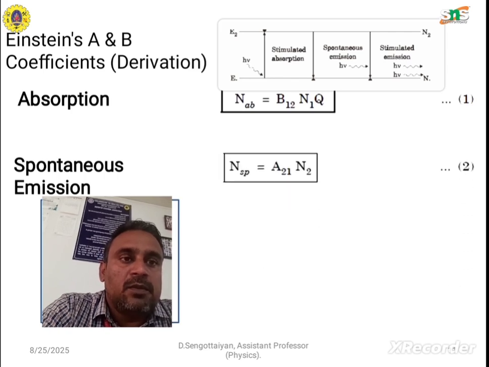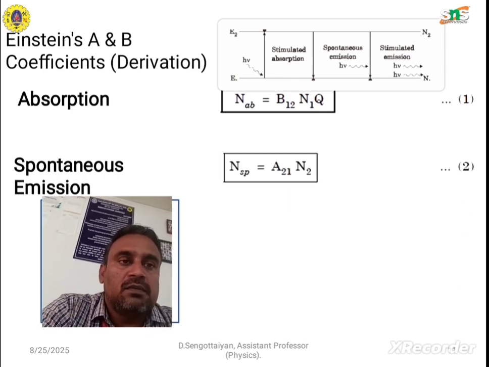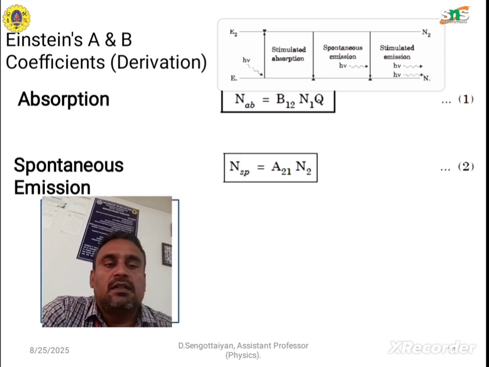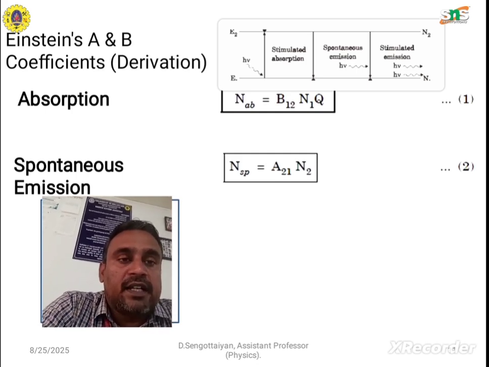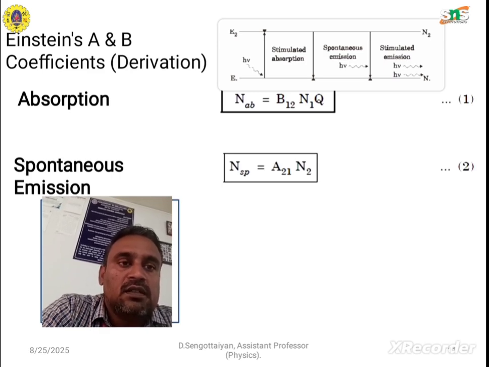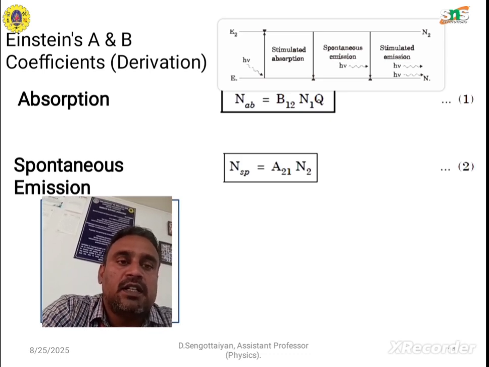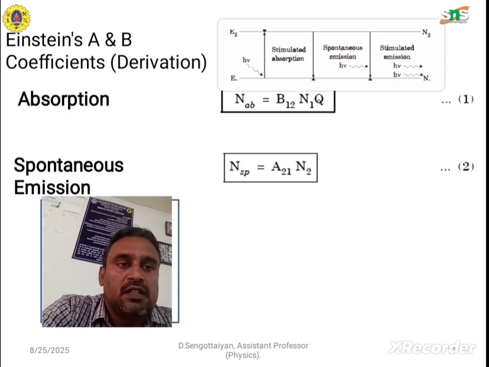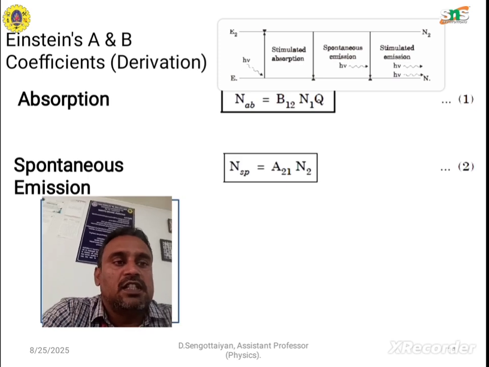Once the energy is absorbed, the atoms move from one level to another level, that means ground state to excited state. Then atoms or molecules move from the second level to the ground level, that means spontaneous emission, without requiring an external force. Then N spontaneous, NSP, is equal to A21, that is second state to ground state, times the number of atoms in the excited state. So finally N spontaneous is directly proportional to the number of atoms in the excited state, or E2 state. A means Einstein coefficient.